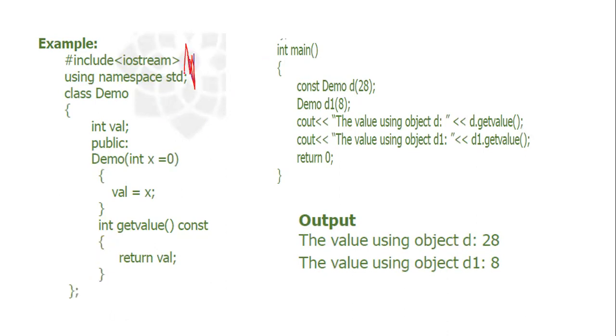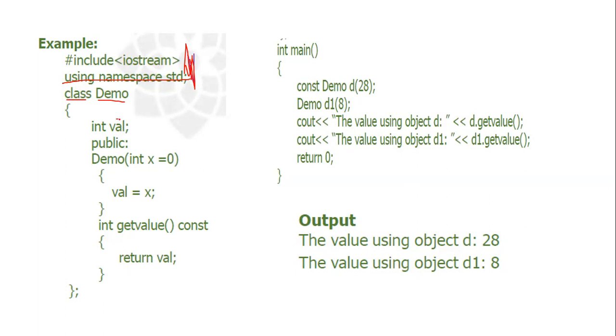Right here, we know these two lines very well. We have included iostream, we have avoided .h, and we have used the statement using namespace std. The class name is demo. Class is a keyword, and the class name is demo.